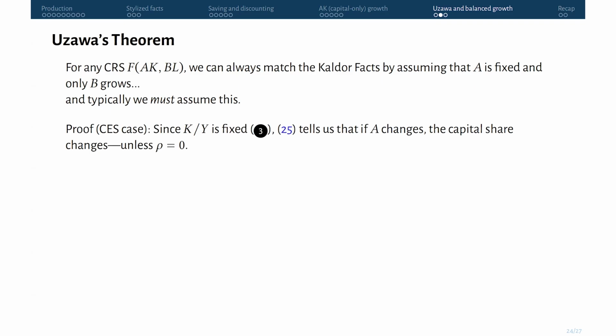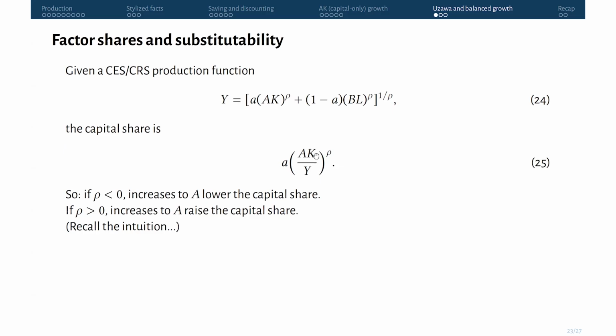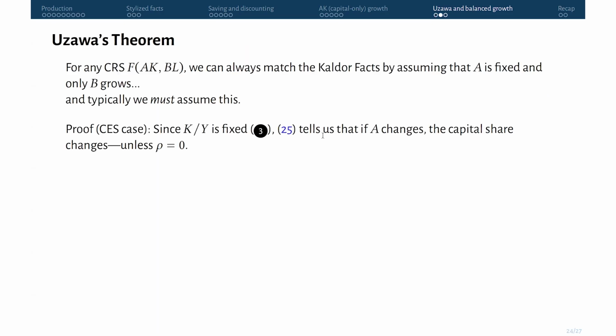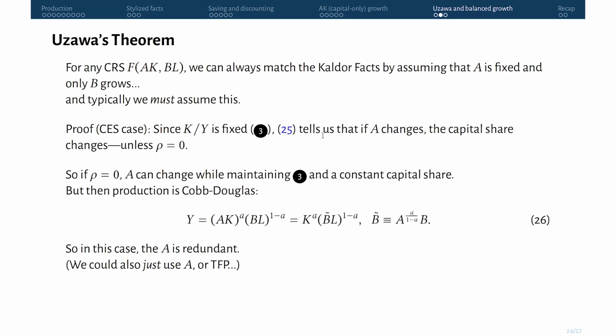So the proof is, well, in the CES case, a really simple proof just follows from the formula on the previous slide. Since the capital to output ratio is fixed by Kaldor fact 3, and this whole thing is fixed, the capital share is fixed by Kaldor fact 2, well, it's got to be that big A is also fixed. If it varied, the capital share would change. Again, the theorem is that this holds for any constant returns to scale production function, not just a CES one. But we won't go through it. Hopefully the intuition is clear from the CES case.